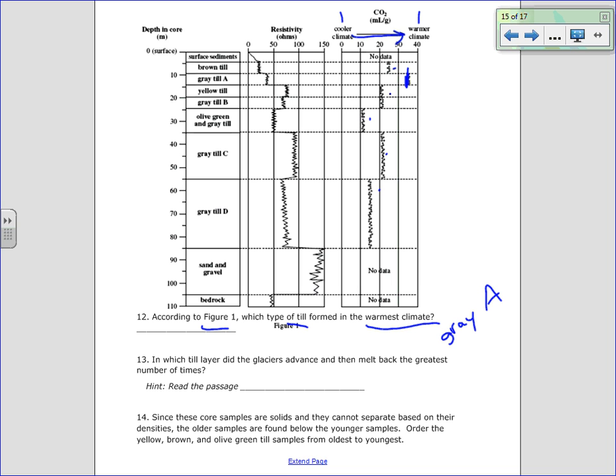All right. In which till layer did the glaciers advance and then melt back the greatest number of times? Hint, read the passage. The part that you need to read is the second sentence of the passage. When glaciers advance and retreat over a layer multiple times, thick till deposits form. So every time a glacier goes back, a thick till deposit forms.